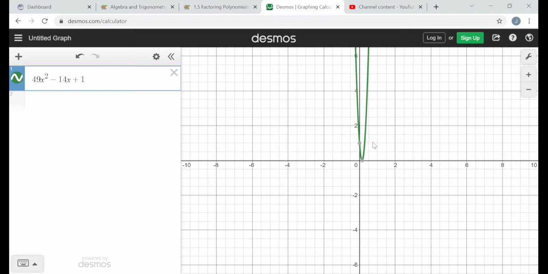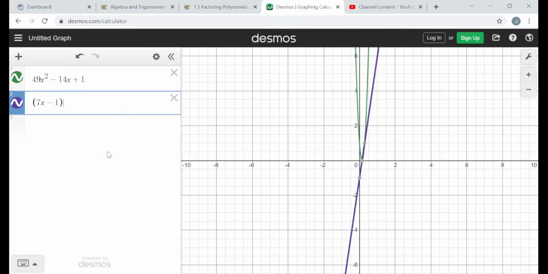That green graph that just showed up here is the graph of y equals 49x squared minus 14x plus 1. But I'm not going to put the whole y and everything. Then the other expression, what we ended up factoring it to, was the quantity 7x minus 1 squared. And you see that that graph is right on top of the other one, green, purple. They're the same graph. So that means they have the same value all the time, no matter what you plug in for x.